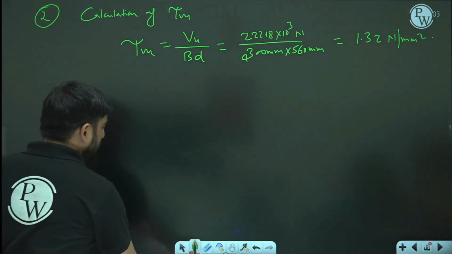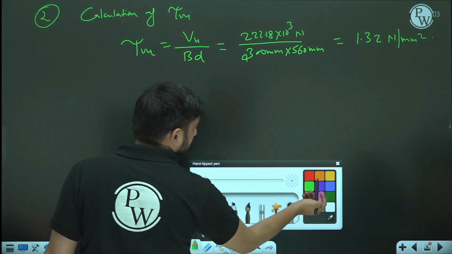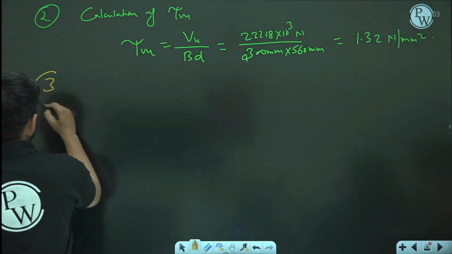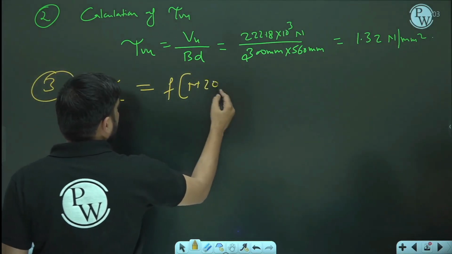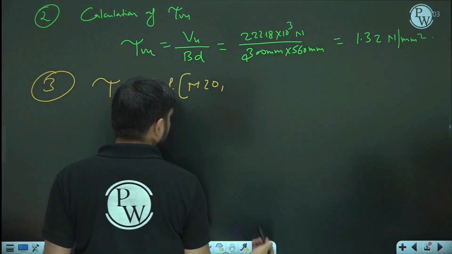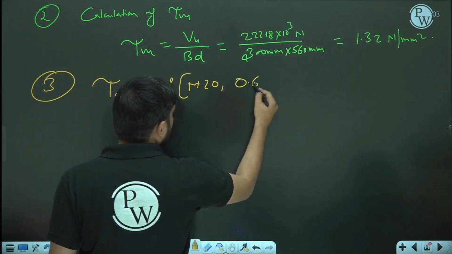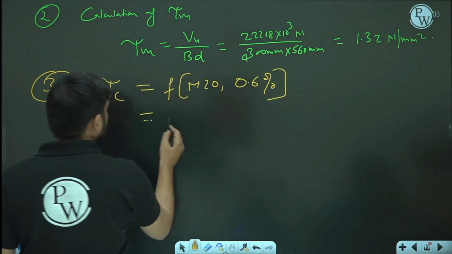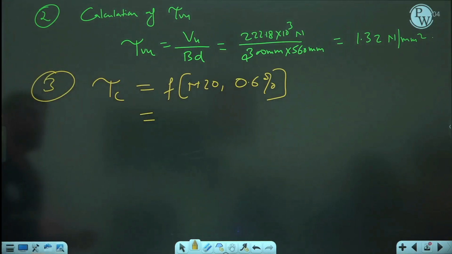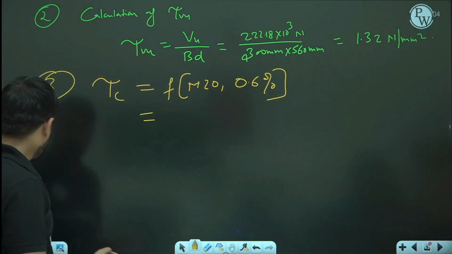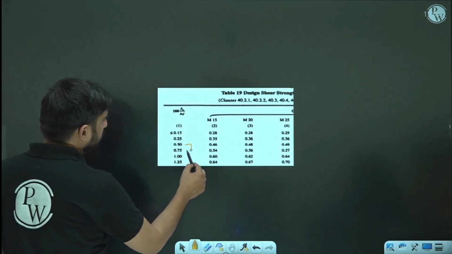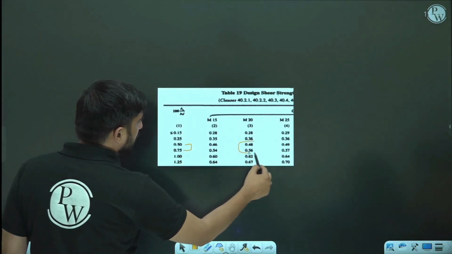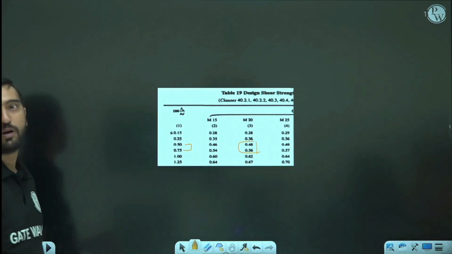Okay. Now it's time to compare action versus reaction. So third is tau c value, how much is it? Tau c value is a function of grade of concrete as well as the percentage of tensile reinforcement, and percentage of tensile reinforcement is given to you. It is 0.6%. So based on this, we are going to interpolate with the table. So what was the table? This was the table. So it is going to lie between these two values. So for M20, the value of tau c is going to lie between 0.48 and 0.56.